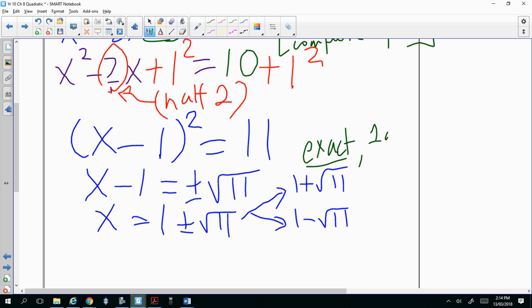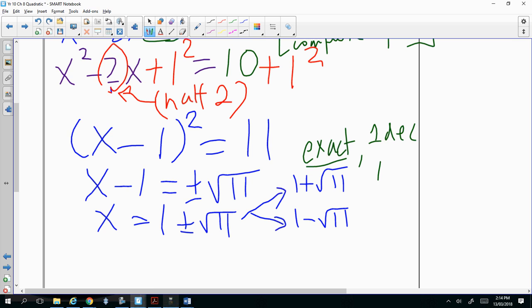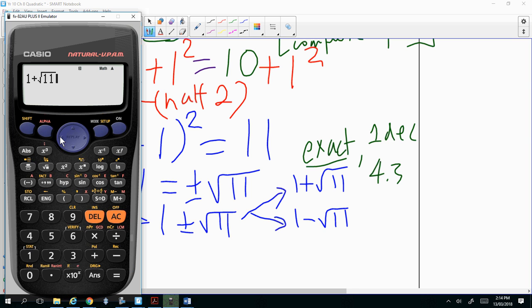You just go 1 plus root 11. You'll get 4.3. Or the other one will be 1 minus root 11, which is negative 2.3. Right?